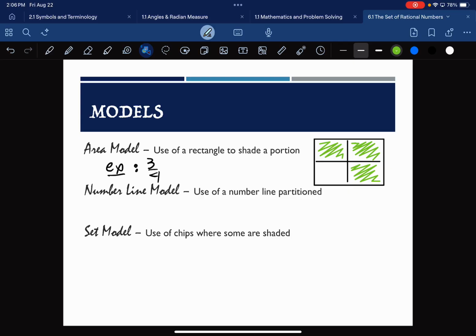There's nothing special about the rectangle. We do want something that can be divided nicely into pieces. So circles work really well too. Circles and rectangles are the ones that we see most frequently.